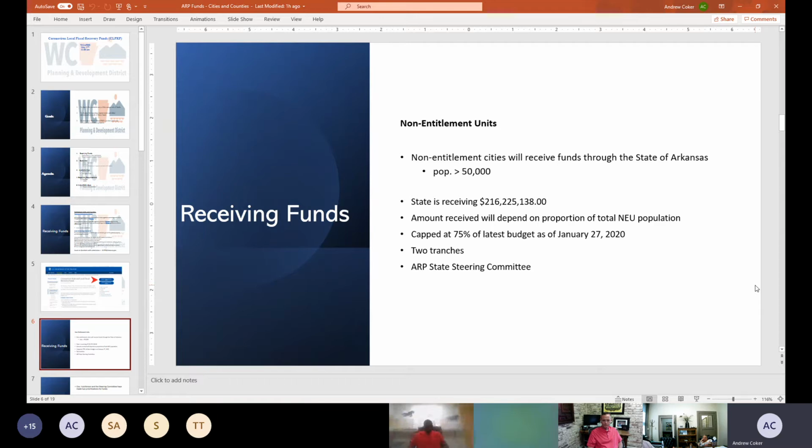One of the main requirements here, though, is that this amount that you may receive based on your population may differ just because it is going to be capped at 75% of your latest budget as of January 27th, 2020. And we also expect the state to be allocating this amount out in two tranches, just as they are receiving two tranches from the Treasury. So we're expecting the first one to come next month in June, and then one following 12 months later.